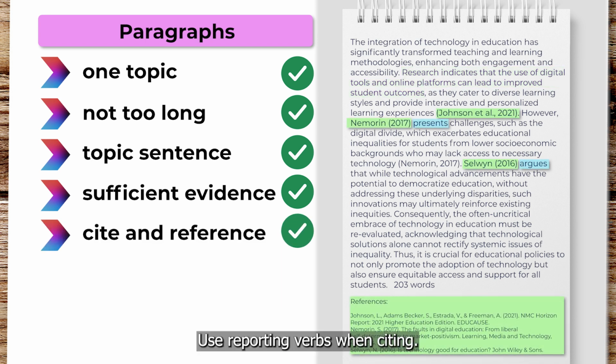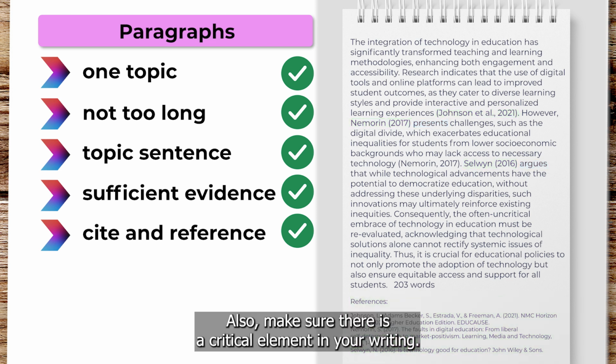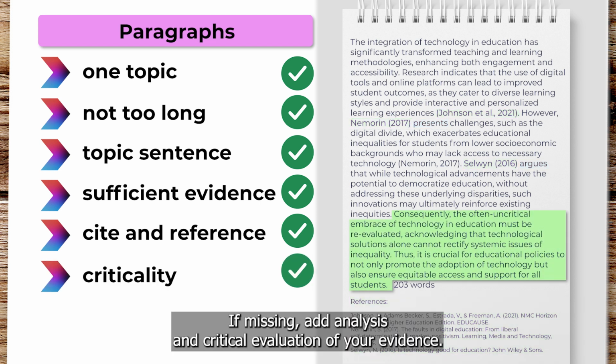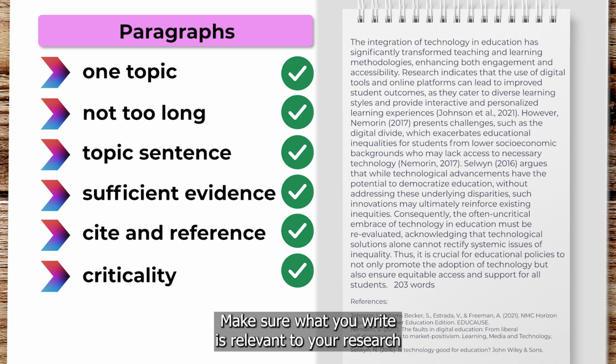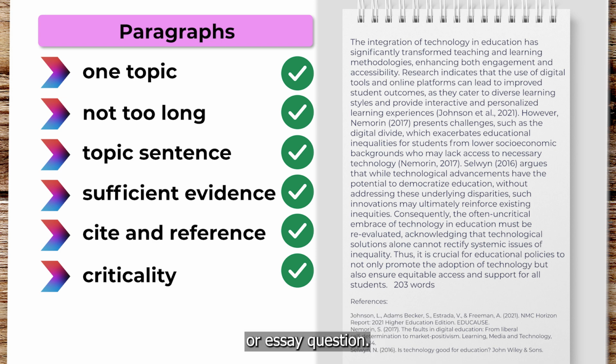Use reporting verbs when citing. Also make sure there is a critical element in your writing. If missing, add analysis and critical evaluation of your evidence. Make sure what you write is relevant to your research or essay question.